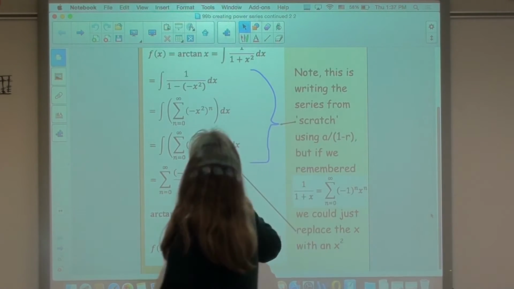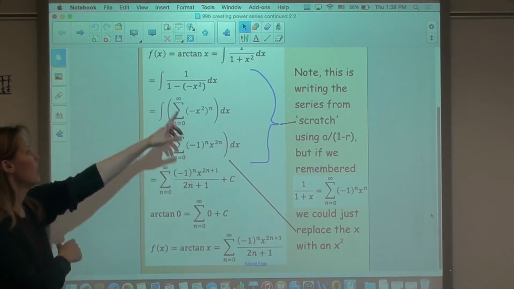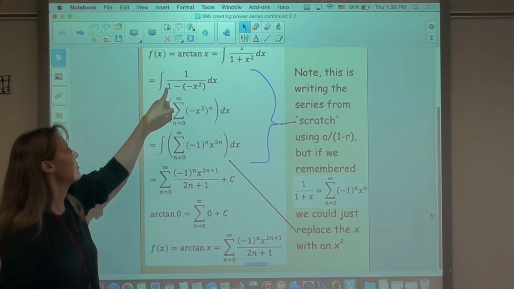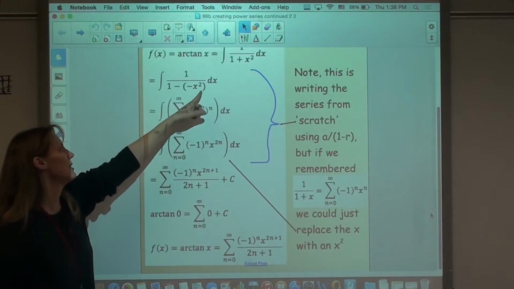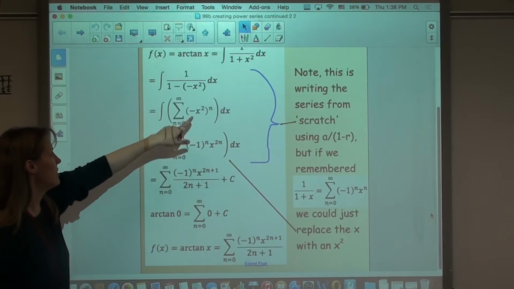So we need the integral of 1 over 1 plus x squared. This way right here is just building it from scratch. So you rewrite it in a form that's like a over 1 minus r. That's your a, that's your r. So you get 1 times r to the n, and then you clean it up.